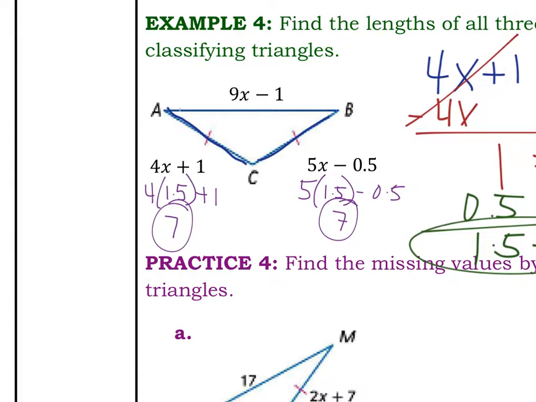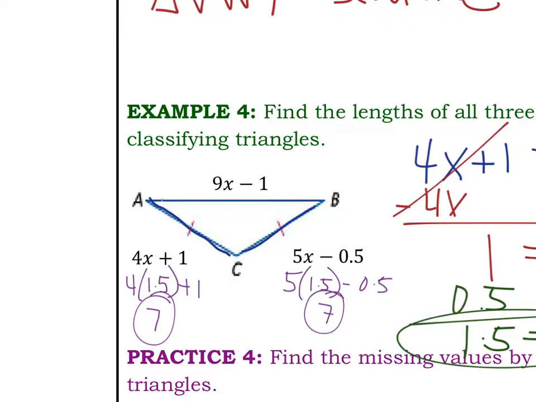Did I have to solve for both of those? No, I could have just recognized that since they're equal, if one is 7, the other one's going to be 7. But that's also a good way to check yourself and make sure that you're doing your math right. If it comes out wrong and they should be equal, then maybe it's time to go back and check something, right? And then how would I find AB? Plug it in. Same thing I've been doing. So 9 times 1.5 minus 1 gives me what? 12.5.